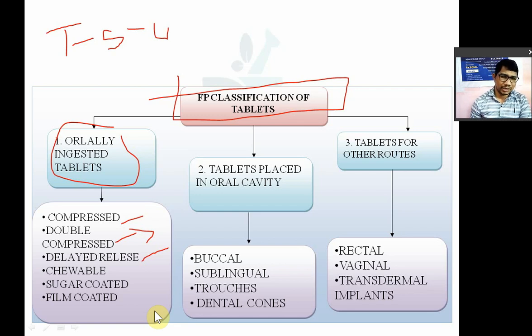But there are certain tablets which release the drug slowly. They are known as delayed release tablets. They will release a drug for 1.5 hours, like this. Then chewable tablets. Chewable tablets means these are the tablets which are meant to be chewed.